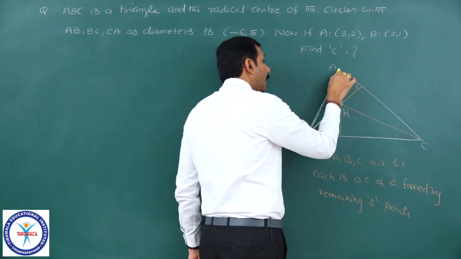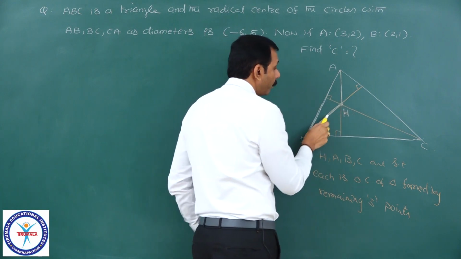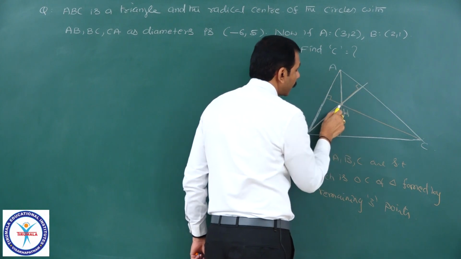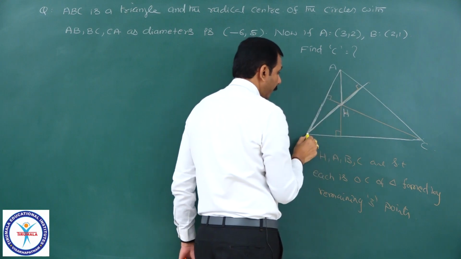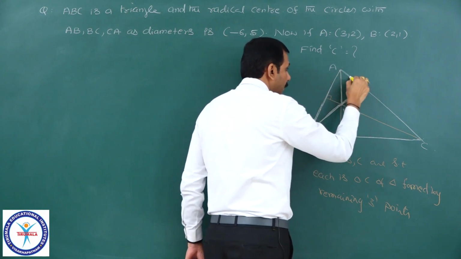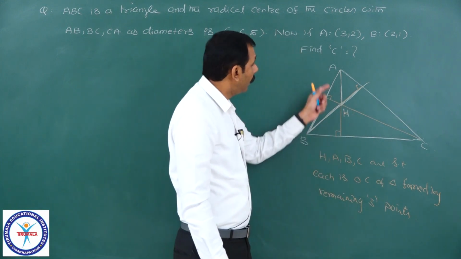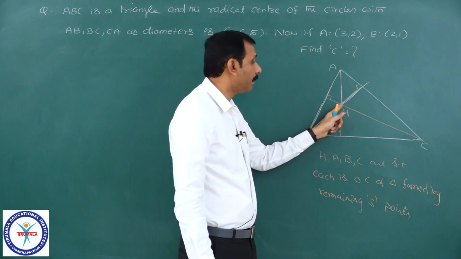Now I want a line through A and perpendicular to the side BH, which means you have to produce this side. Now a line through this vertex and perpendicular to the side means yes, this line AC. Therefore AC is one altitude of this triangle ABH.